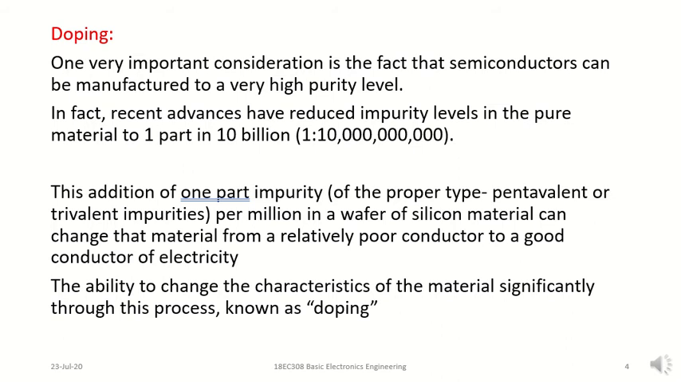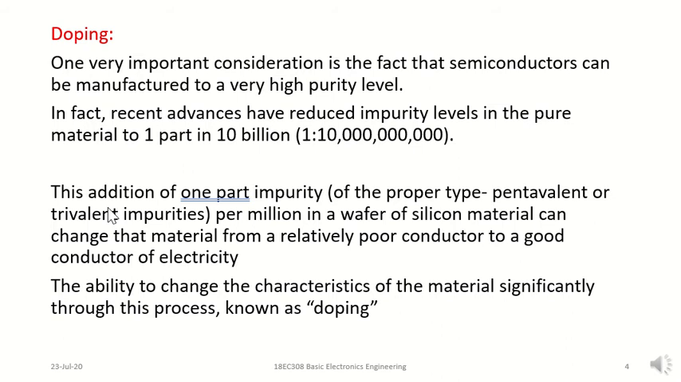We need a pure, clean environment to have such an industry, because they say that the impurity level in a pure material is 1 part in 10 billion. If you take 10 billion atoms, there will be only one impurity inside it. That much purity level you have to maintain. For semiconductor manufacturing, they maintain that. So suppose you are adding an impurity externally.